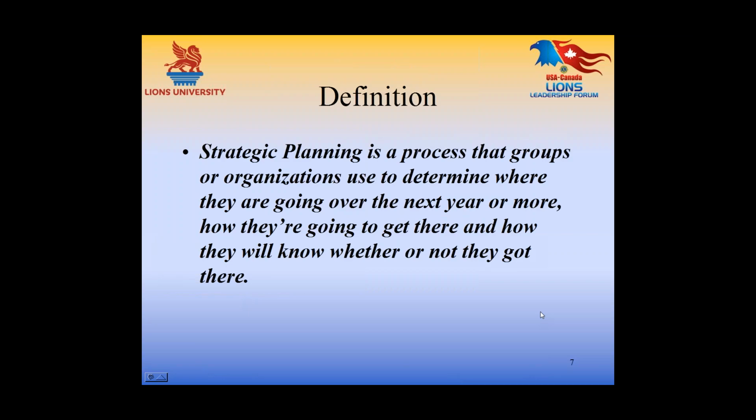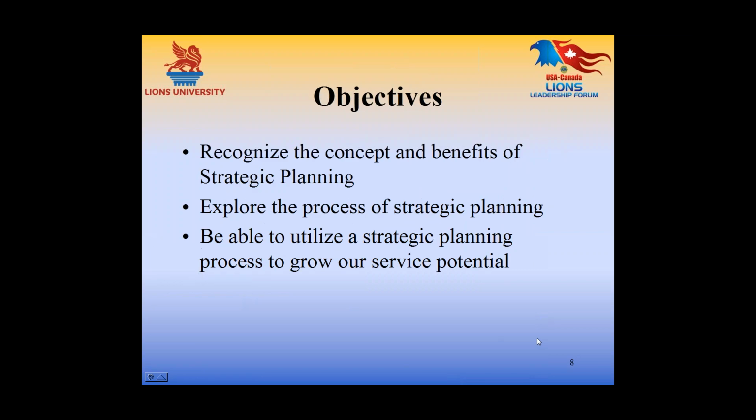If we go ahead and look at the loose definition that we'll be working with this evening: strategic planning is a process that groups or organizations use to determine where they're going over the next year or more, how they're going to get there, and how they will know whether or not they got there. It's an activity that's extremely useful in setting organizational priorities, in ensuring that everyone in the organization is working toward those established priorities. It can also be used to help allocate resources, or to make sure that the necessary resources are allocated appropriately, and securing the participation and commitment of all parties involved.